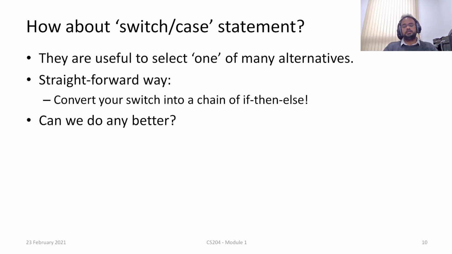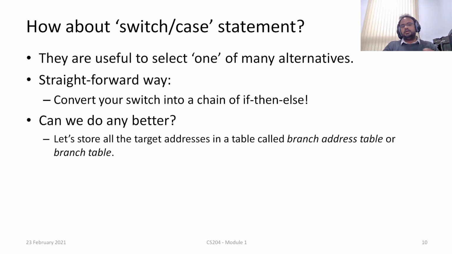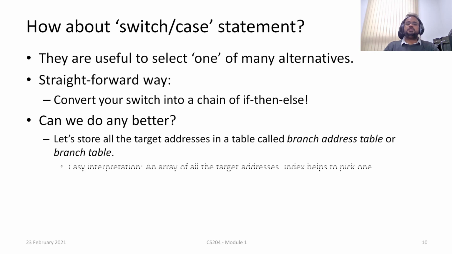But can we do any better? There is one very interesting and intuitive way we can optimize this piece of code at the assembly. The idea is, let us store all the target addresses, meaning the addresses of all the alternatives, into a table. Let's call that table the branch address table, or simply branch table. Now, based on the outcome of the condition check, we will index into this table, and when we index into this table, what we get is the address of that particular case.